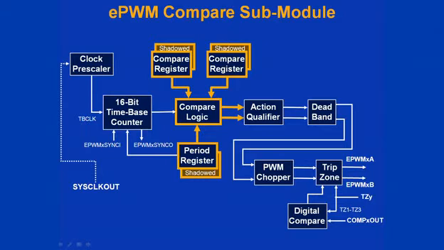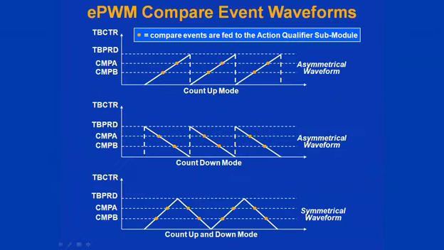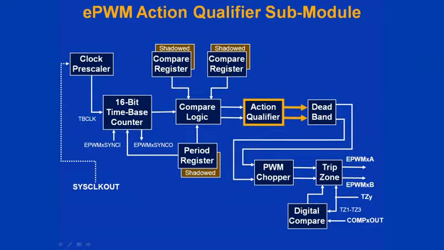Notice that the output of this block feeds two signals into the action qualifier. The figures here show the compare matches that are fed into the action qualifier. Notice that with the count up and count down mode, there are matches on the up count and down count. The action qualifier submodule uses the inputs from the compare logic and time-based counter to generate various actions on the output pins. These first few modules are the main components used to generate a basic PWM waveform.